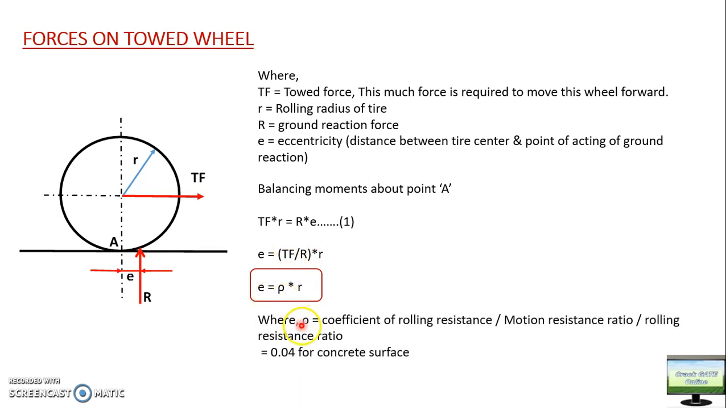Rho is the coefficient of rolling resistance, or motion resistance ratio, or rolling resistance ratio. I have already told you that it will be 0.04 for concrete surface. If you still don't know how it is coming 0.04, then please go back and watch my rolling resistance video for clarification. So this is the force coming on the towed wheel. This is very simple.